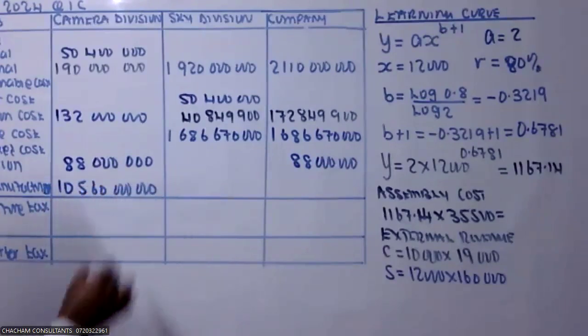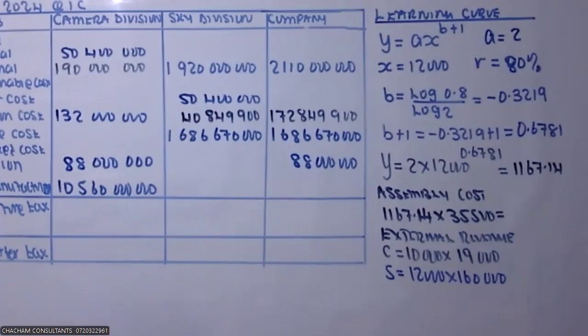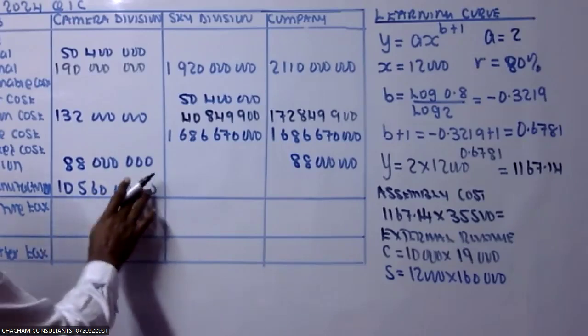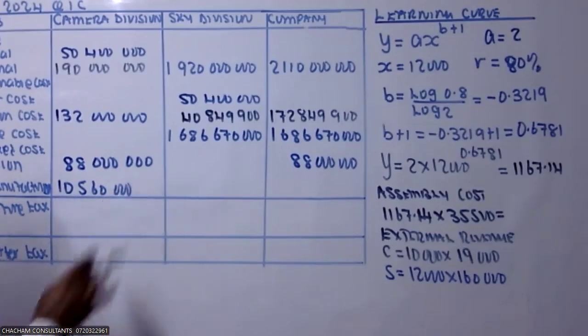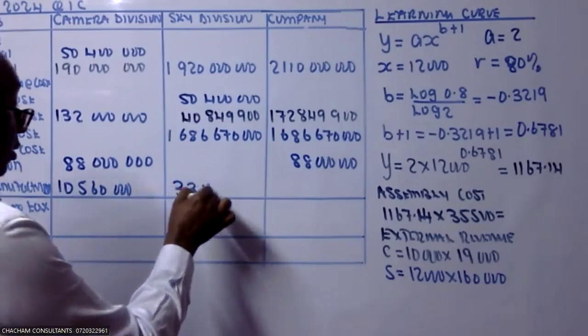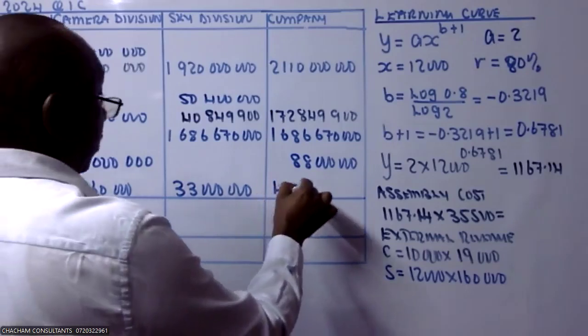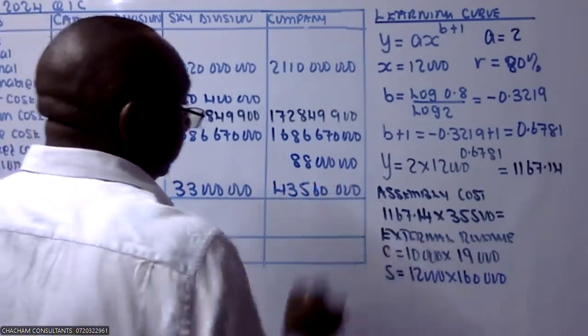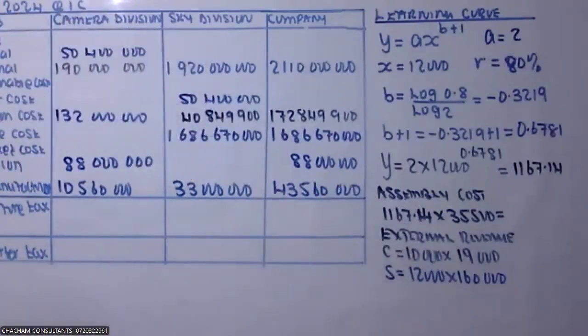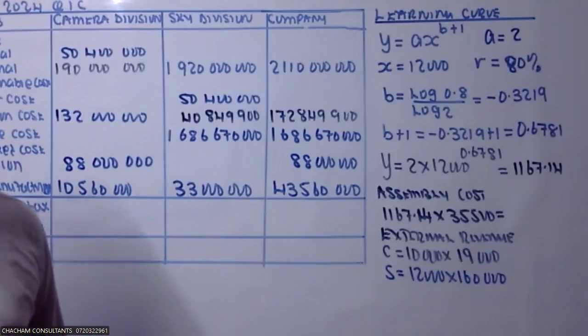10,560,000. Well, is it? Yes. 10,560,000. The other one is that 3 million. So if it is that 3 million, it will be 43,560,000. 560,000. So I think with that, it is okay.